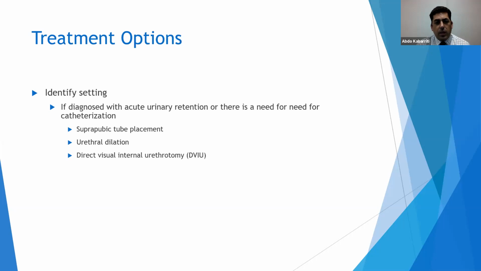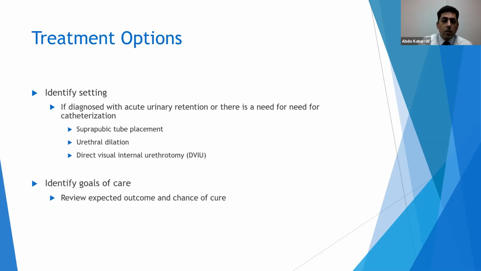So if the patient has acute urinary retention or there's a need for catheterization, such as in the OR, you could always consider suprapubic tube placement, urethral dilation, or a direct visual internal urethrotomy if you're in the right setting. The other thing when talking about treatment options is really identifying the goals of care.